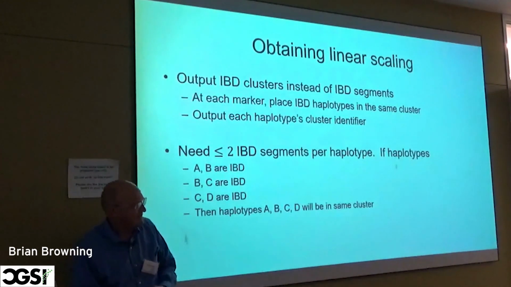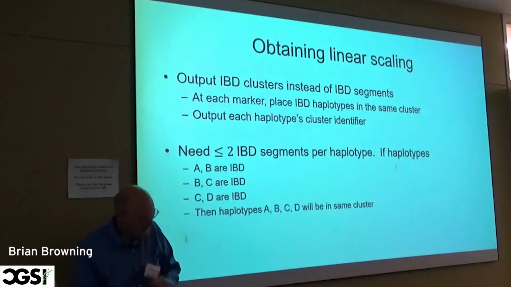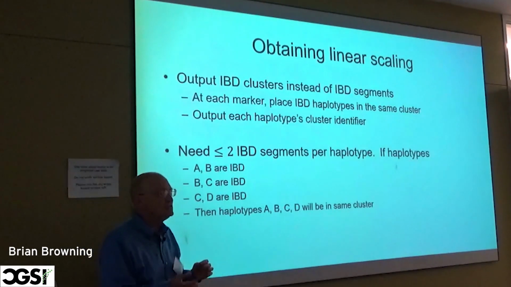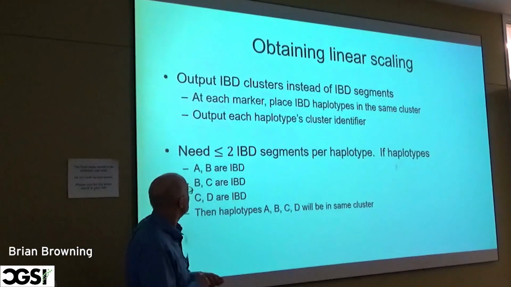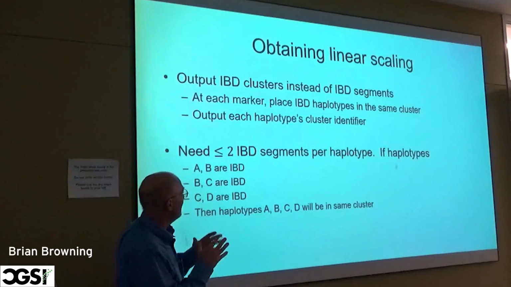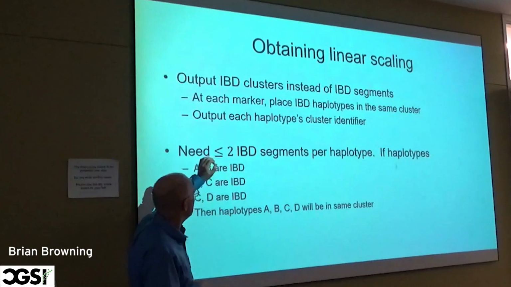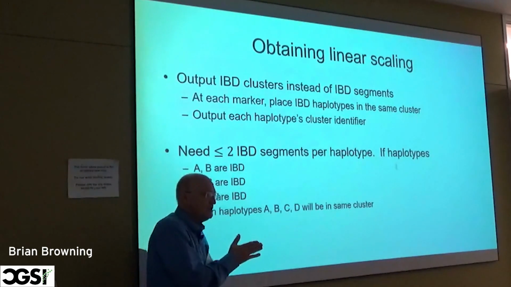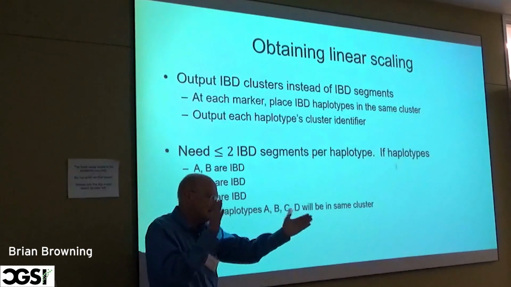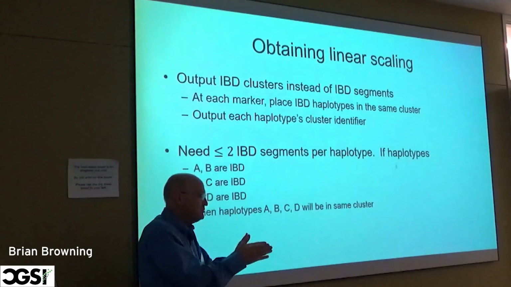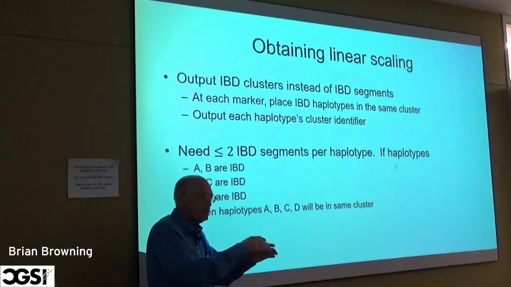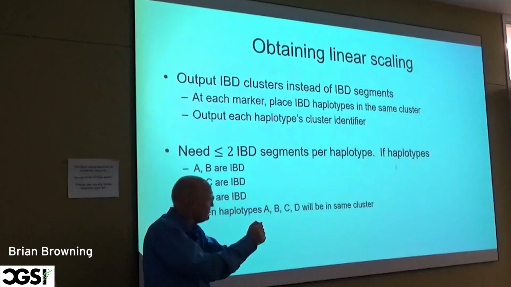But is there a way to get linear scaling? Well, yes, but you have to change your point of view. So if you think in terms of IBD clusters, which is a different point of view I'll talk about a little bit, instead of IBD segments, what we do is at each point in the genome, if two haplotypes share a long segment that covers the point, we put them in the same set, in the same cluster.